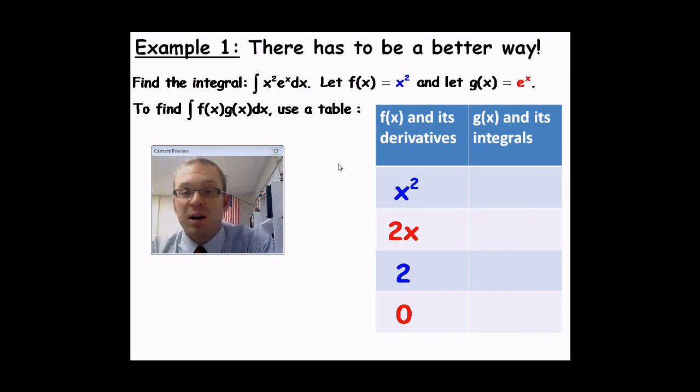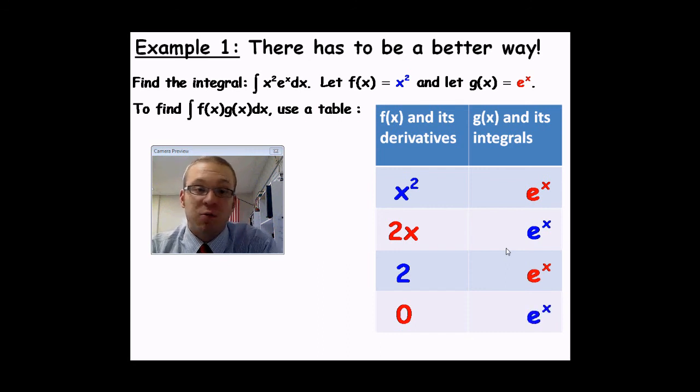For g of x, we're picking that to be e to the x, and we're going to keep taking the integral of e to the x. It just happens to be that the integral of e to the x is e to the x, which has an integral of e to the x that keeps repeating. So we picked a g of x that kind of repeats over and over again.